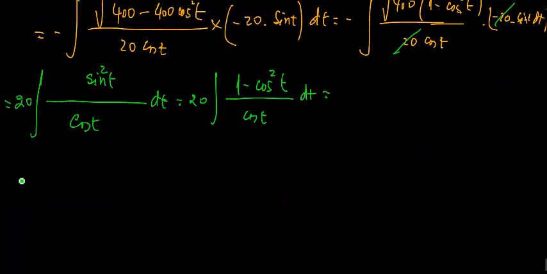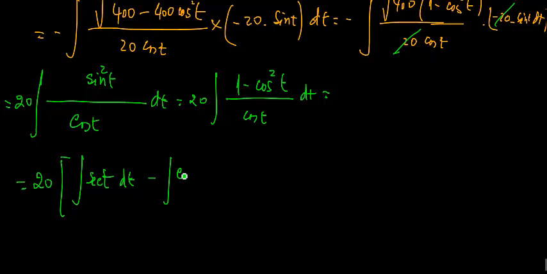And so I'm going to get 20, which multiplies the integral of 1 over cosine of t, which is the secant of t dt, minus the integral of cosine squared of t over cosine of t, which is cosine of t dt.